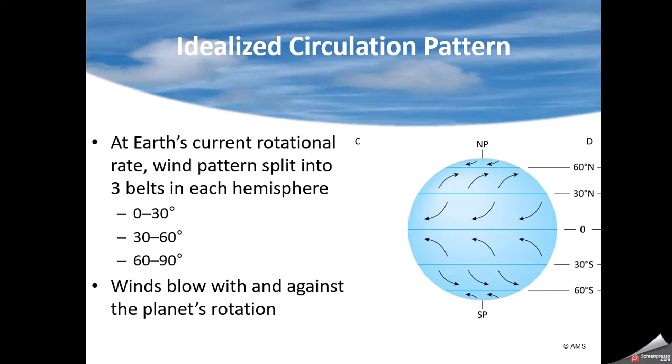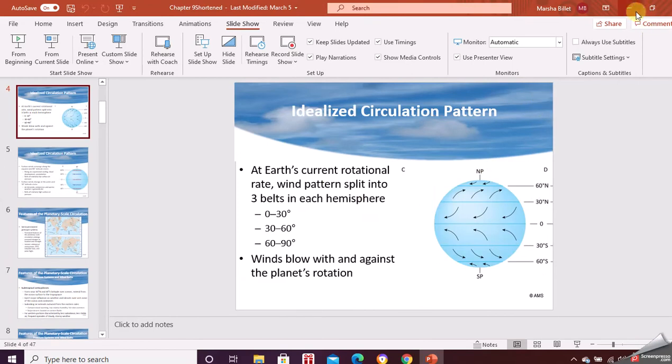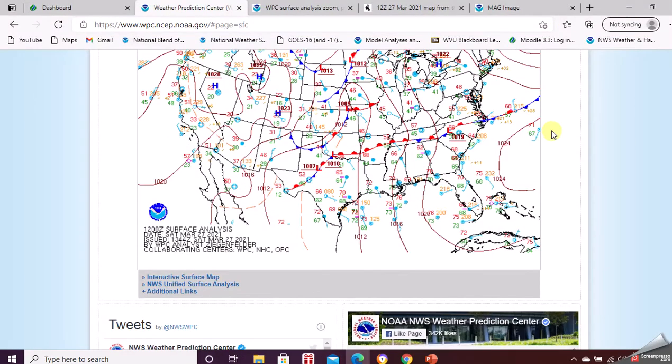So if you have that, what I would expect, if I'm looking at a weather map, is a lot of high pressures right around 30 degrees north, and lots of lows up towards 60 degrees north. And remember, these move up and down depending on the season. So with that, let's just take a quick peek at that right now.